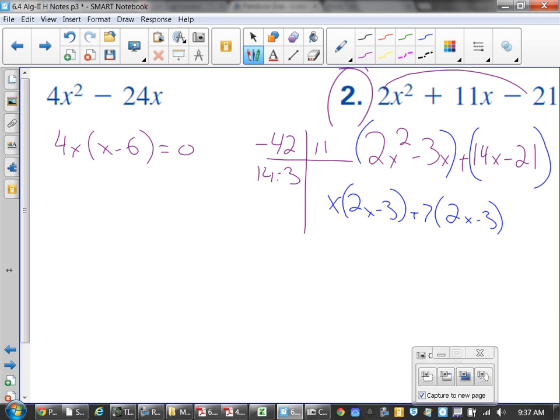What's the GCF of 14 and 21? Oh no, we moved on. So, are both those things in parentheses the same? Yeah.